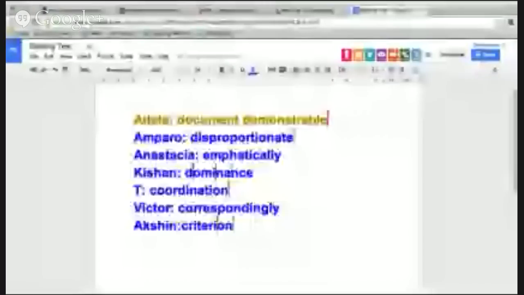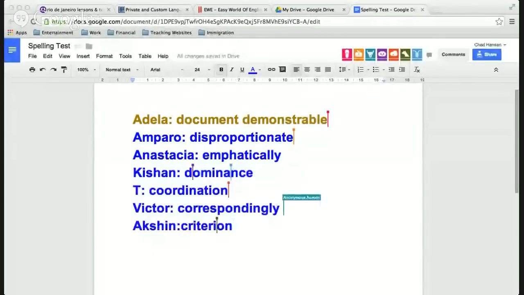All right, T. Let's get you a hard one, if I can find one. It's not too bad. Exclusionary. Okay, nice and easy. Very good job, T. Yeah, that's the word exclusionary. Okay, nice. Victor, your word.